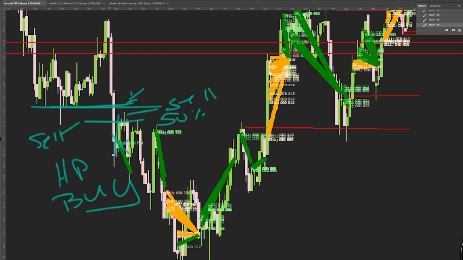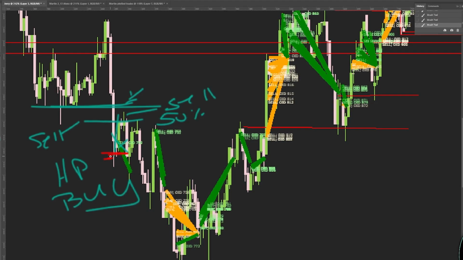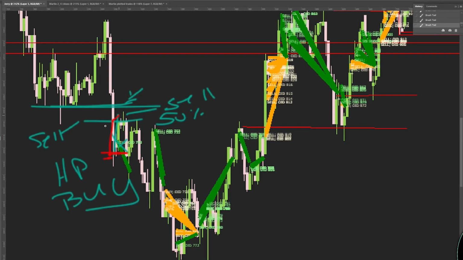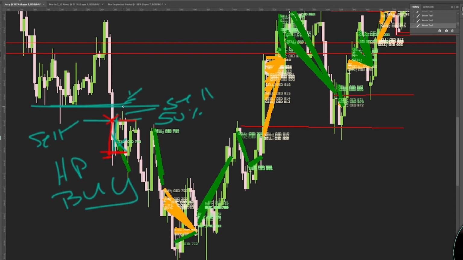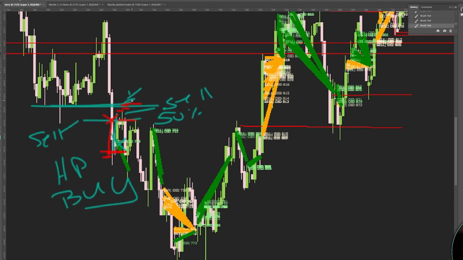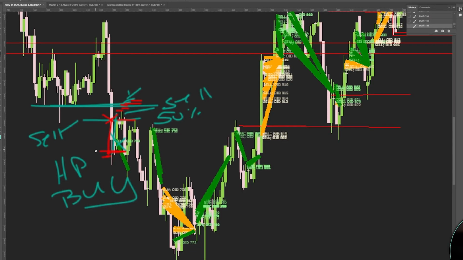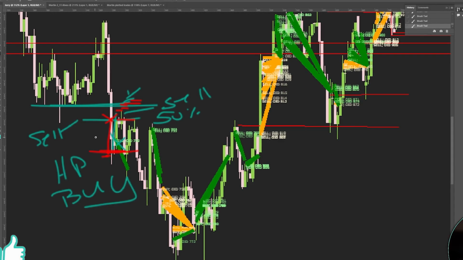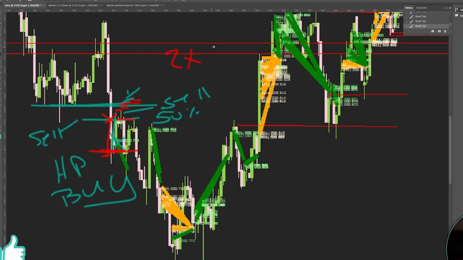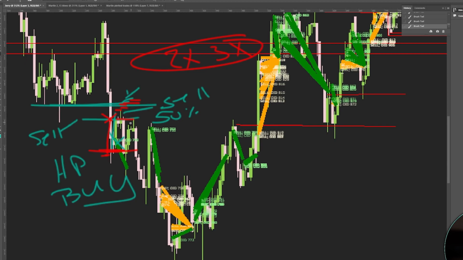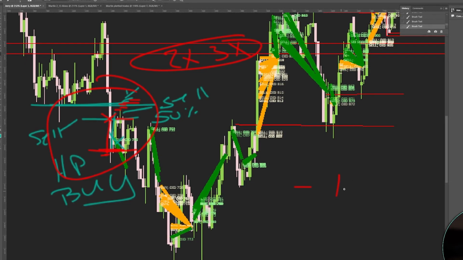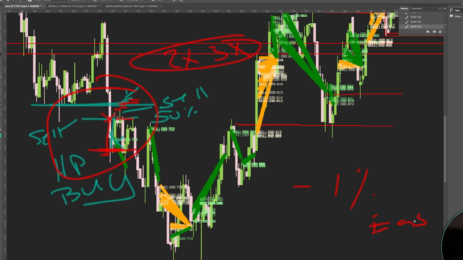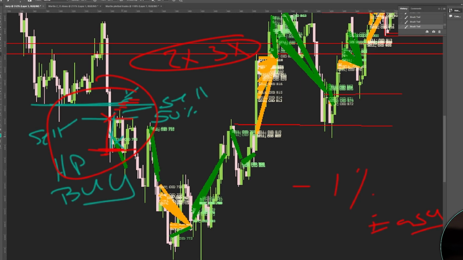You could have bought here off of this wick, go up to the 50% line, closed out, sold here, and if it did in fact go to 100%, you could have built into a selling position for another retest of the low, and you could have 2x'd or 3x'd your trades right there. This area right here is generally where I pull out 1% the easy way. Really, really easy right here because of these moves.